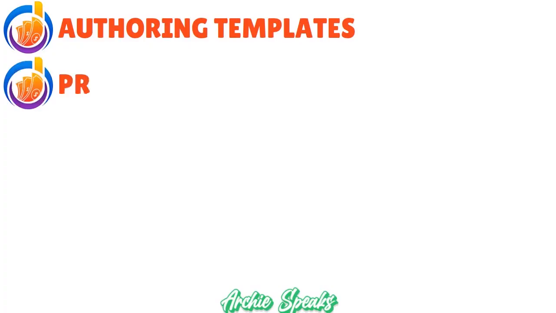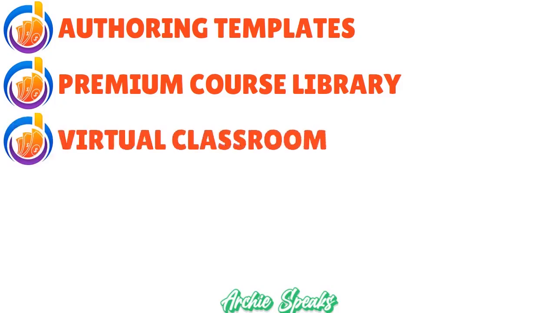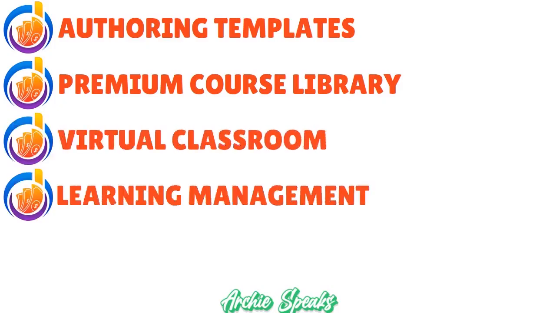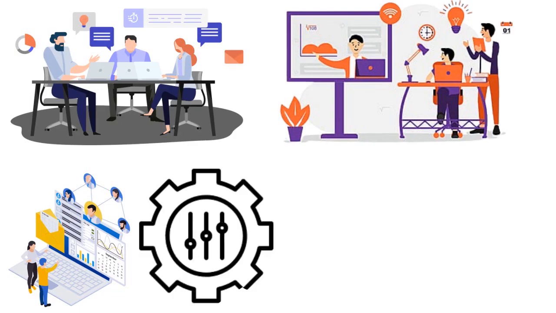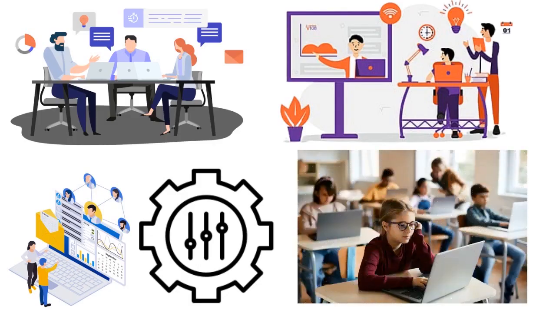And in terms of highlights, you have access to authoring templates, for instance. You have a premium course library, so we love this a lot. You have a virtual classroom, and you have learning management. The thing about ProProfs is that this tool is highly customizable and highly scalable. So basically, when you start with 10 users, if you move from 10 to 100 or 10 to 10,000, you are still good to go because the tool will adapt to your increased user base. This is why you have to set it out properly from the get-go.